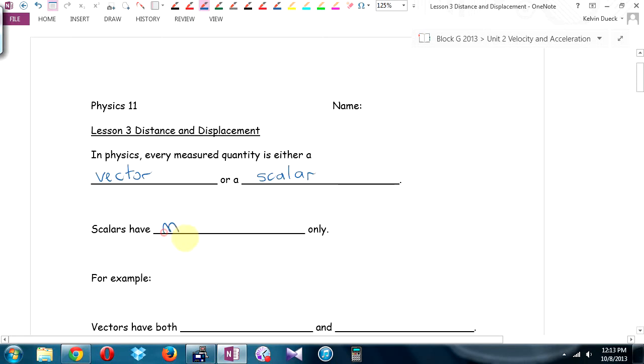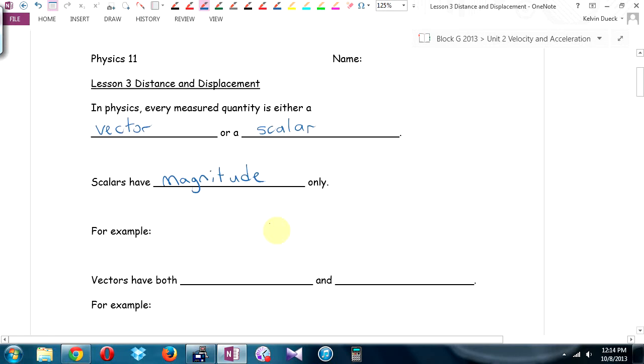Scalars have magnitude only. Magnitude is a fancy word for size. As an example, 6.3 kilograms. Mass has no direction. It just is. As an example, 32 milliliters. Volume has no direction, it just is.